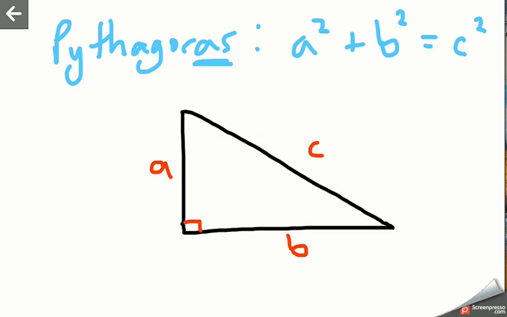Pretty simple to understand. You've just got a right angle triangle. It has side lengths A, B, and hypotenuse C. And whenever you have this situation, it is always true that A squared plus B squared equals C squared. How did somebody come up with this theorem? I actually have no idea.